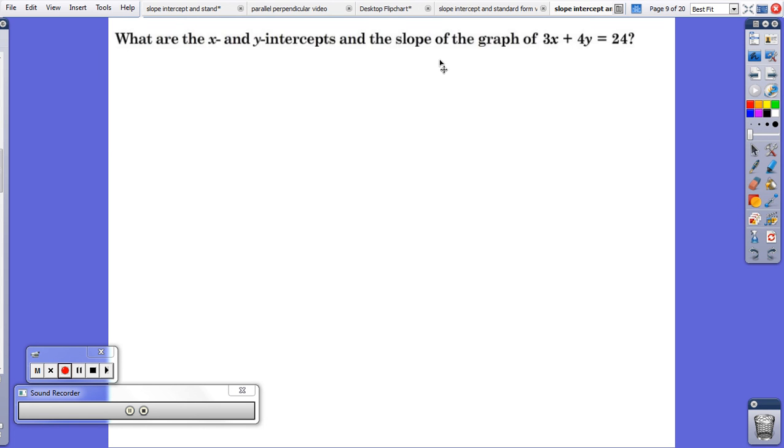So here, we have an equation in standard form. Okay, so it's asking us, how do you find the x and y intercepts and the slope of this graph? There's two ways you can do it. You can solve this equation for y and put it into the slope-intercept form, because it gives you the slope and it gives you where it crosses the y-axis. That's your b-intercept, right? Your y-intercept.